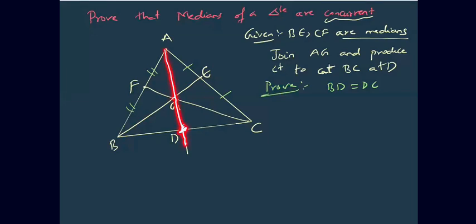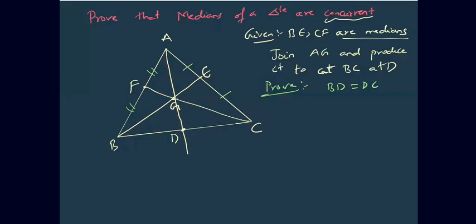Now AD may not be a median, right? It may not be, but we know that the medians are concurrent, so AD has to be the median. So we have to prove that AD is the median. To prove AD is the median, we have to prove that BD is equal to DC. I hope you understood the problem statement clearly.